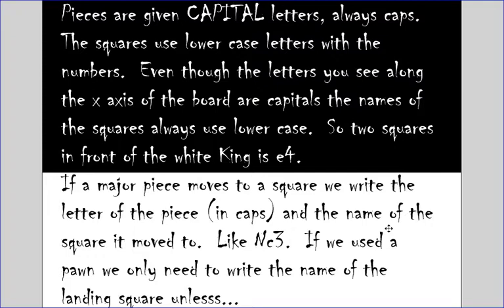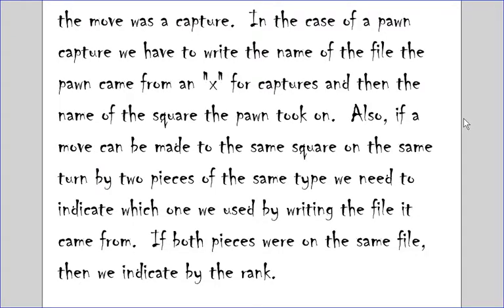If a major piece moves to a square, we write the letter of the piece in caps and the name of the square it moved to, like capital N C3. That means the knight moved to C3. So a knight to square C3. If we used a pawn, we only need to write the name of the landing square, unless the move was a capture.